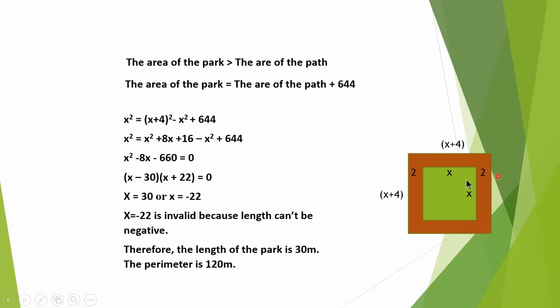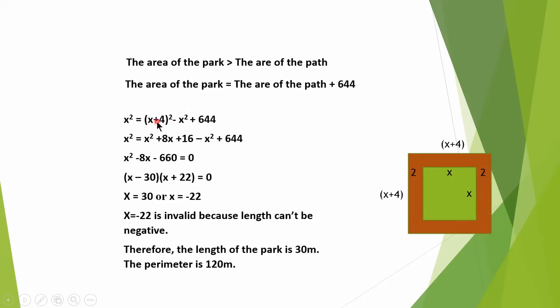You take away the area of the green area. So that is x squared. So (x plus 4) squared minus x squared plus 644. So then you remove the brackets.